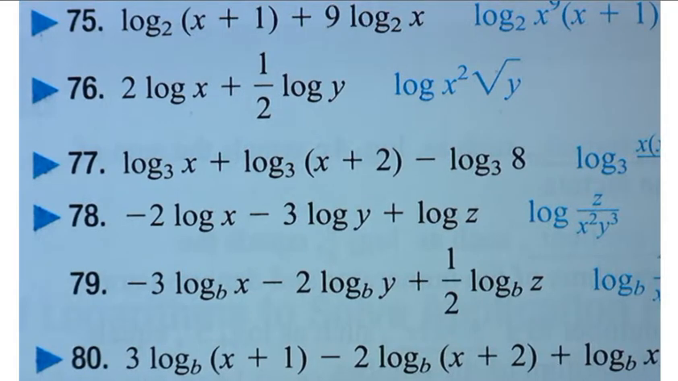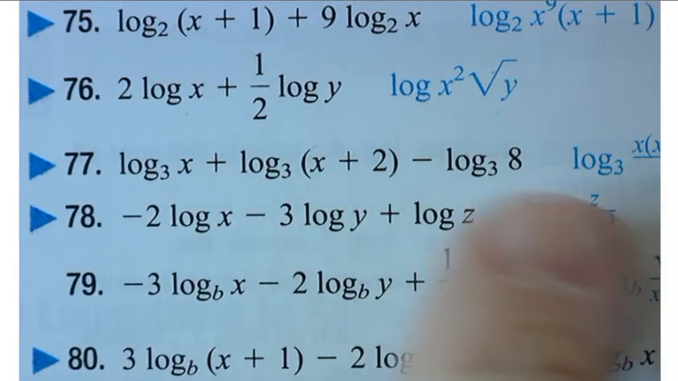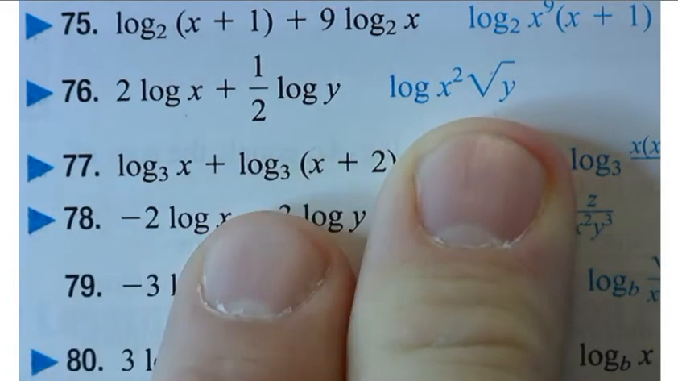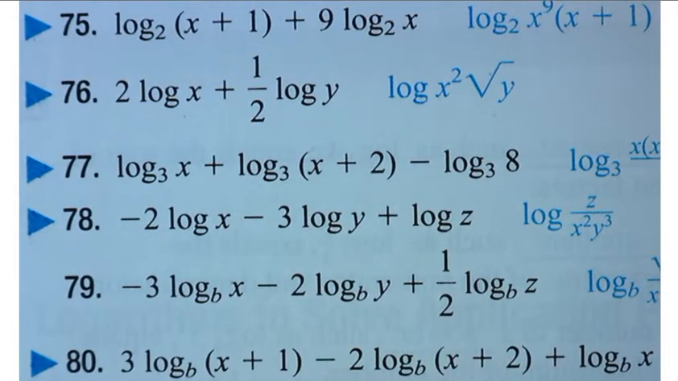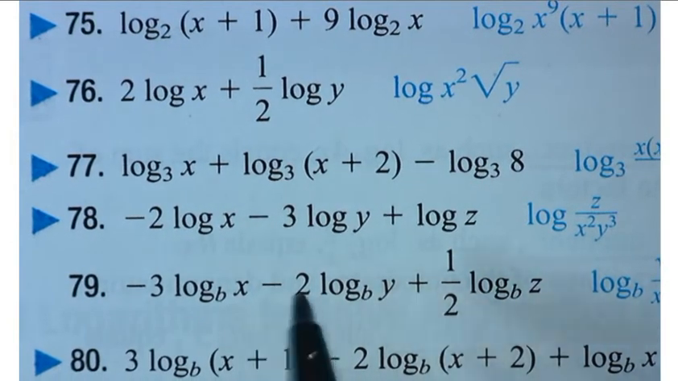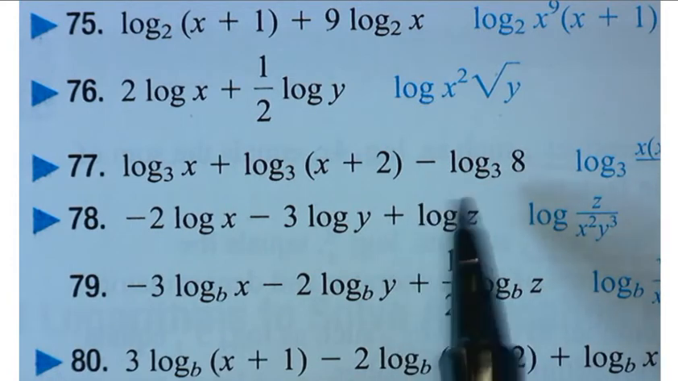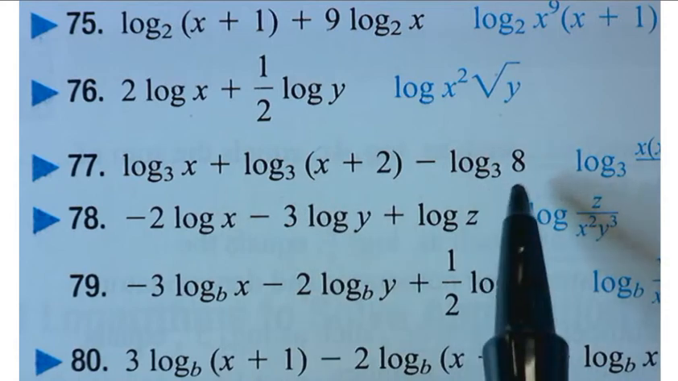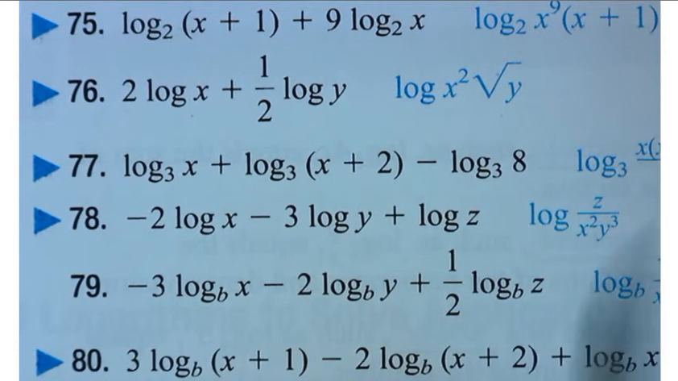Oh, so shameful. Okay, so you would bring these two together as the log of x times x plus 2. That's using your product rule in reverse. Log base 3 of x times x plus 2. And then you'd pair it up with this last term here. You'd have the log of that product divided by 8. So you get something like this over here.